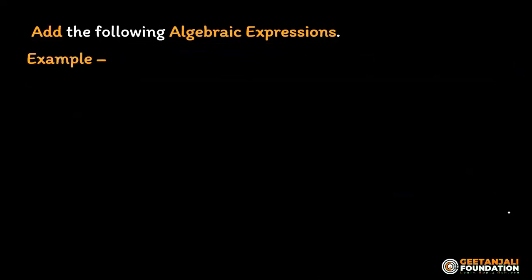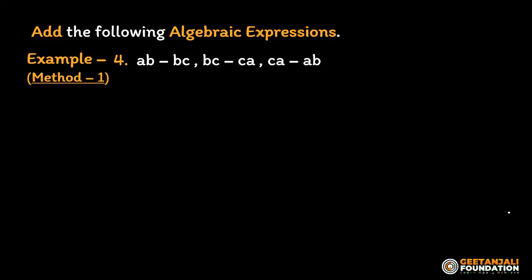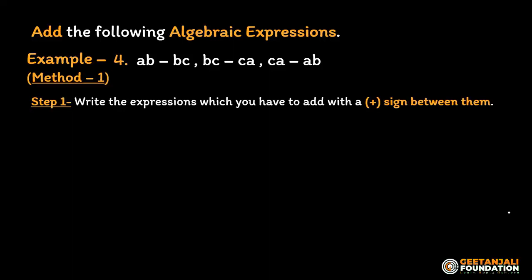Let's take next example. AB minus BC, BC minus CA, CA minus AB. There are three different expressions. I choose to follow method 1. So first of all, we will write all the expressions along with plus sign between them. So it will be AB minus BC plus BC minus CA plus CA minus AB. So these are three different expressions. We have to add them.